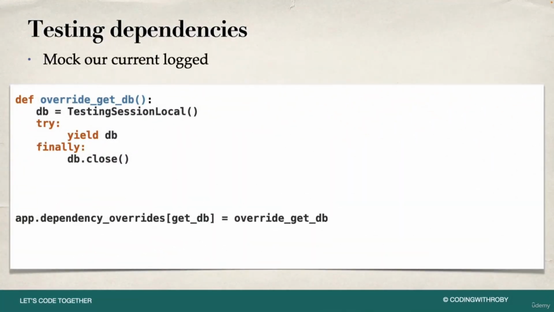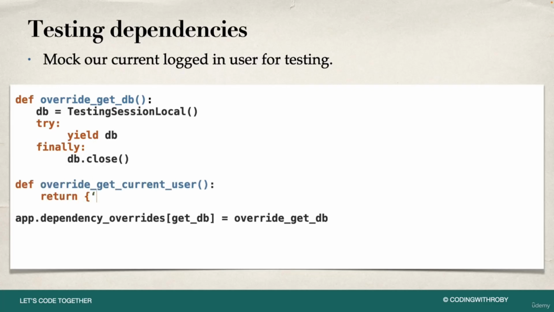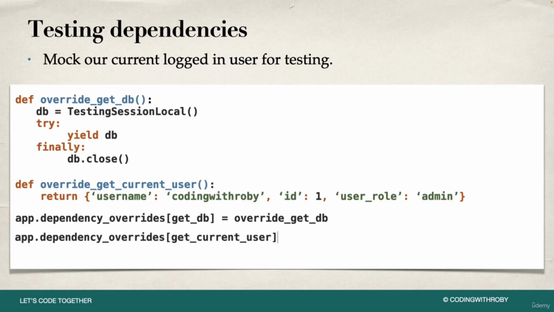We then want to go ahead and mock our current logged in user for testing. And we can do this by simply saying def override_get_current_user, which returns our username of codingwithroby, ID of 1, and user role is admin. And then just like our other dependency injection, for our test, we are going to override our normal get_current_user with our override_get_current_user, which is again the name of the function we just created.